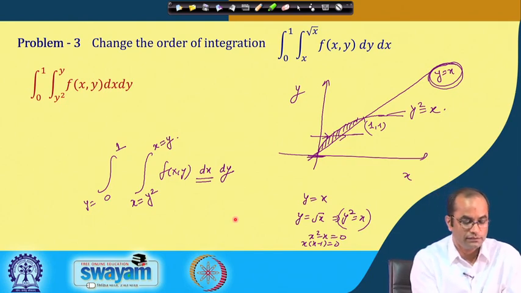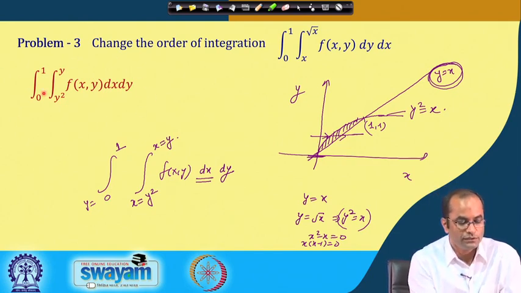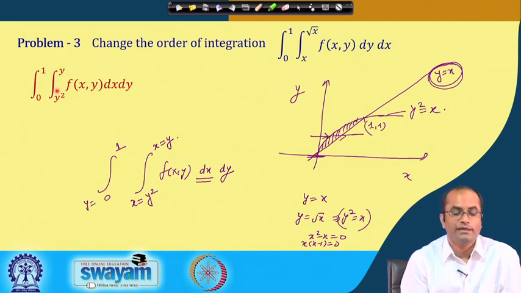So, that is the change of order of integration. For the limits, y will be 0 to 1 and x will be y square to y, and then f(x, y) dy.